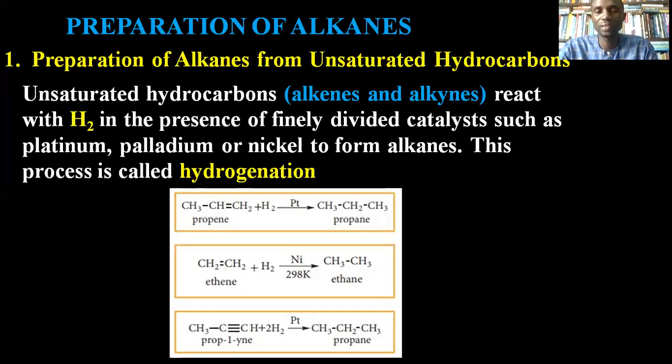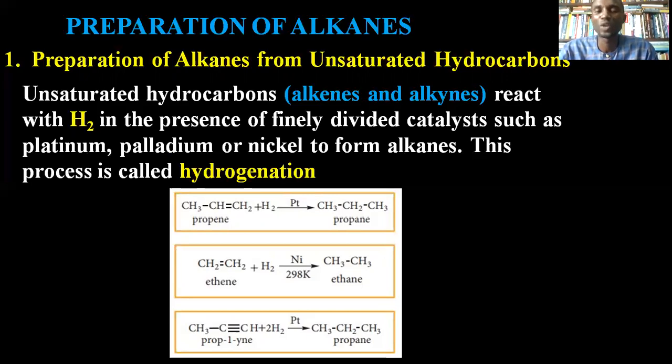If you are using an alkene, which has a double bond, it reacts with hydrogen, which attacks the double bond and breaks it, and it turns into an alkane. Hydrogen can also attack the triple bond, in the presence of a catalyst, and break it into a single bond. So unsaturated hydrocarbons, which are alkenes and alkynes, react with hydrogen in the presence of finely divided catalysts, such as platinum, palladium, or nickel, to form alkanes.